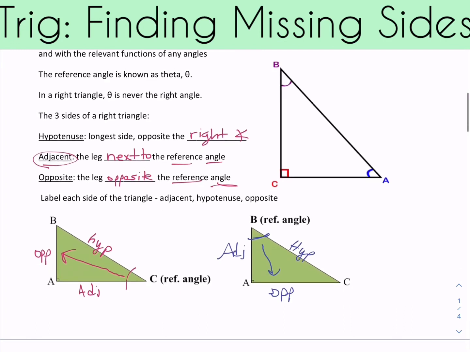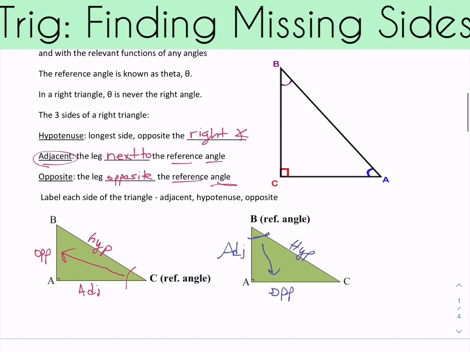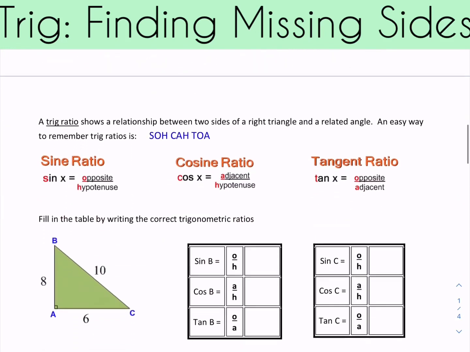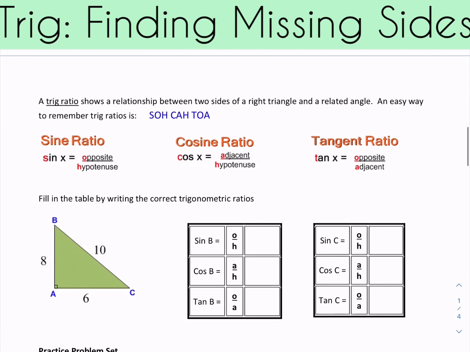The answer is because a trig ratio shows a relationship between two sides of a right triangle and a related angle. And an easy way to remember this is SOHCAHTOA. All right, SOHCAHTOA, very common little way to remember this. Here's how it goes. A ratio, remember, is just a fraction or a comparison of two numbers, right? So the sine ratio, we would say that the sine of x, being our angle, is equal to the opposite side divided by the hypotenuse.